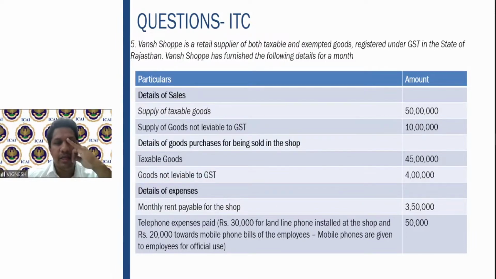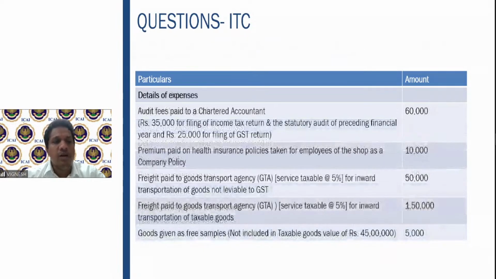Details of expenses: monthly rent payable 3.5 lakhs. Telephone expenses paid 30,000 for landline phone at shop and 20,000 for mobile phones of employees. Mobile phones are given to employees for official use. Amount is 50,000. Audit fees paid to CA 35,000 for filing IT return and statutory audit for preceding finance, 25,000 for GST, total 60,000. Premium paid on health insurance policies as a company policy 10,000.